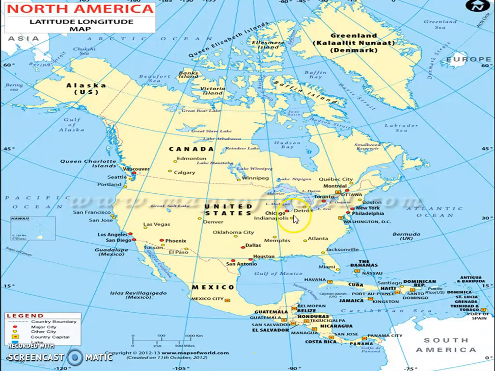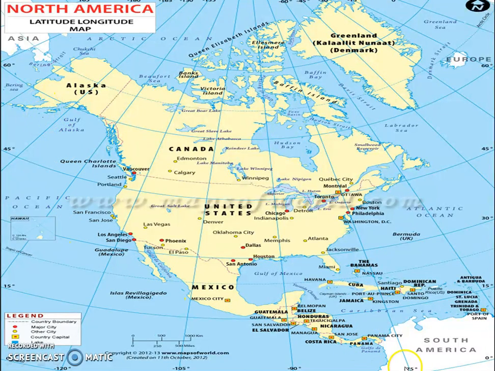Then you have two of the most developed countries of the world, and the superpower of the world, that lie in North America. So this continent has a big role to play, because you have Canada here and the United States of America here. Apart from that, you have many other countries like Mexico and Panama. This is the Isthmus of Panama, it is here.